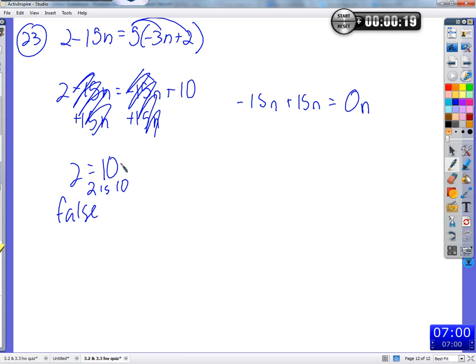Apparently, for this to be true, 2 would have to be the same as 10. When we look at numbers that we're familiar with, 2 is not equal to 10, it never could be equal to 10. The number 2 can never be 10. You do something to it, you get up to 10 from 2, but 2 can't be 10.